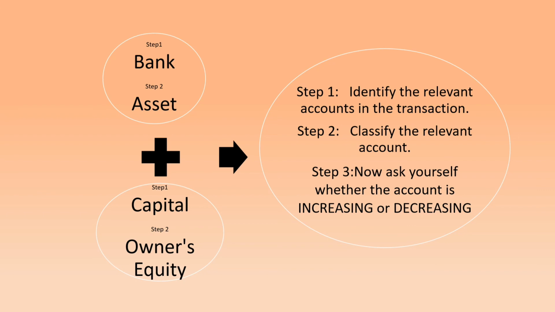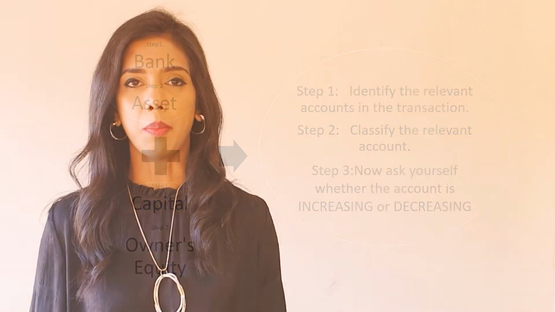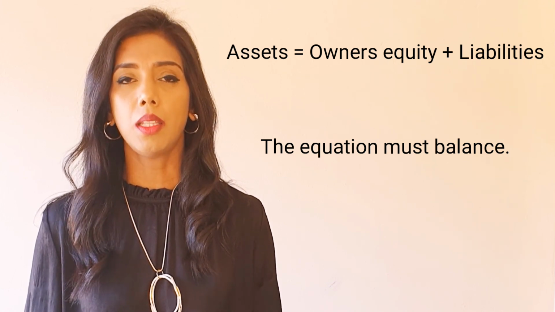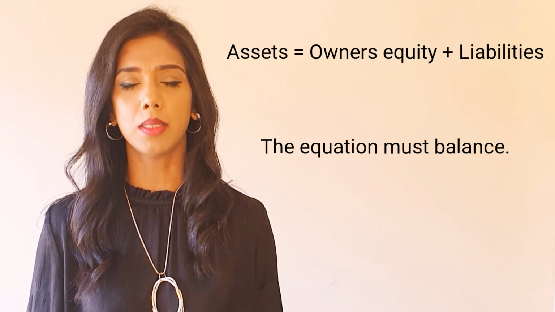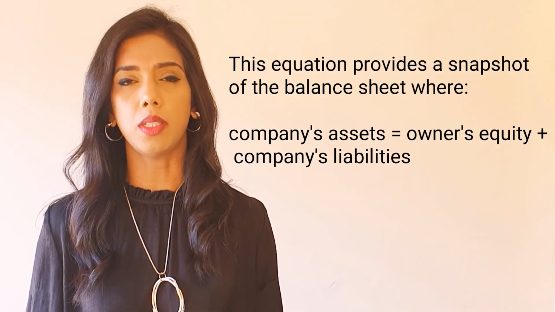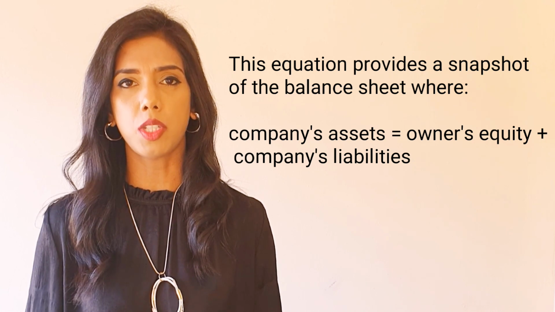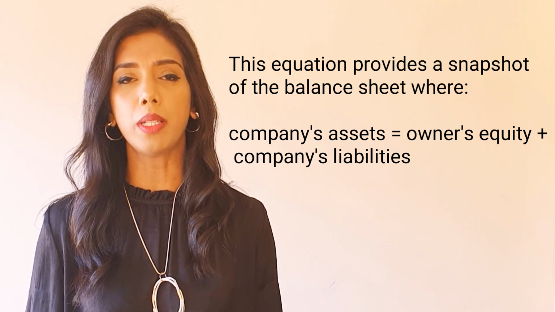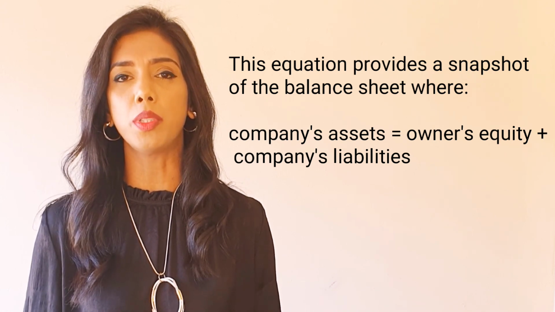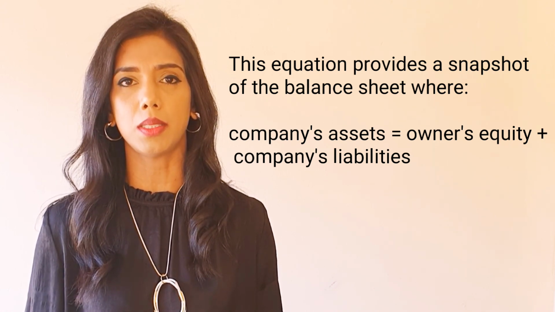It is that simple. To recap, the accounting equation is assets equals owner's equity plus liabilities. The equation must balance always, always, always. The accounting equation is a snapshot of the balance sheet where the total of all a company's assets must equal to the total of owner's equity plus liabilities.